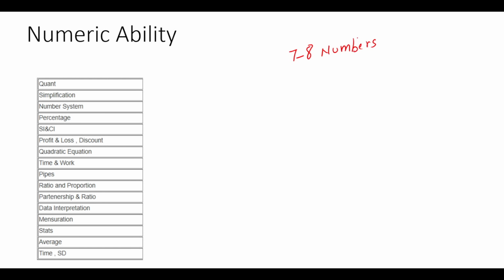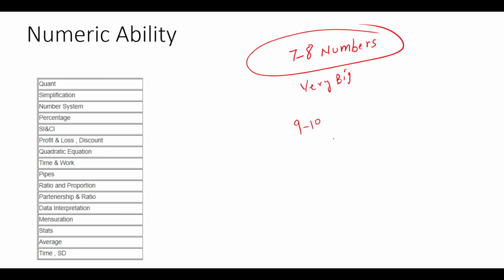Now, some students made a very big mistake this year. The thing is, the questions were very big, so they attempted only 9 to 10 questions, or only 8 questions. See, in TCS, there is no negative marking.